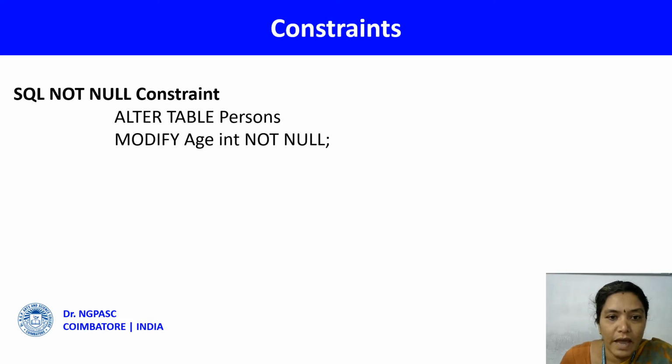Now, how can I add constraints with the help of the alter table statement? Alter table is used once I have defined a table and want to make any changes to it. With this alter table statement, I can also add a not null constraint. For example, say I have created a table called persons already and I forgot to add a not null constraint for the column age.